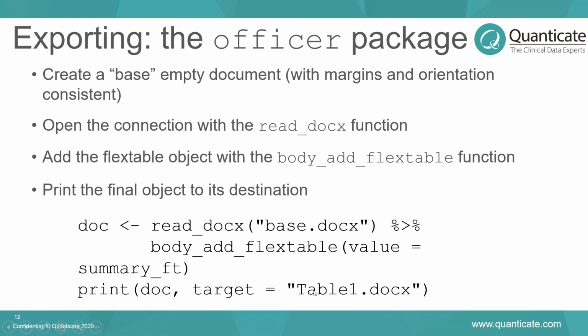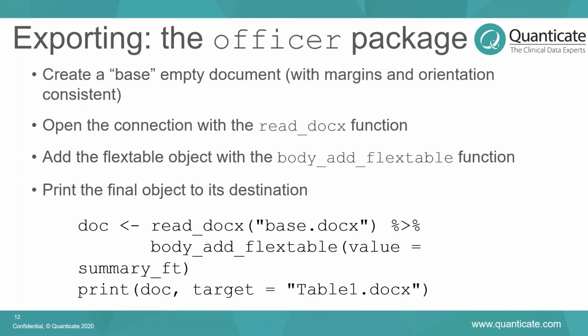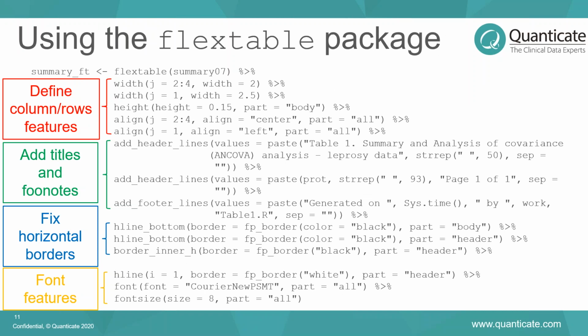We print this doc, and we send it to this table1.docx, which means that once we've done this, in the folder where this document was available, we will see that there's also a table1.docx document. And this is what it looks like. It looks neat, it looks nice, everything is in its place. And, you know, it might seem a lot, but this is not that much different in terms of amount of programming than what you would need to create the same table using proc report after all.